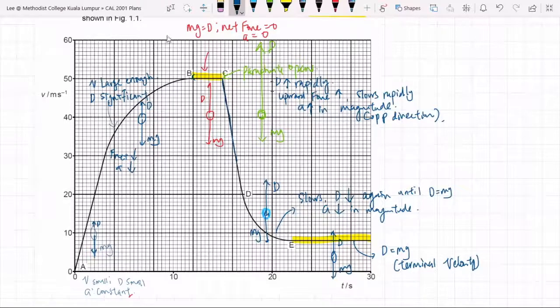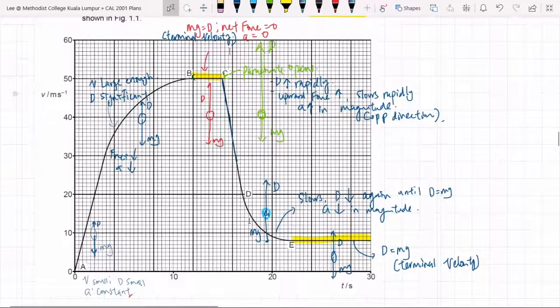Now this is a family favorite to us in objective questions. Sometimes they ask in structure. But the concept of it is very important. So if you're confused with this, arrange to come and see me, okay? So in the beginning, you can see drag force is very small, then it increases until the speed can no longer increase because it balances off the mg. That gives you a high terminal velocity.